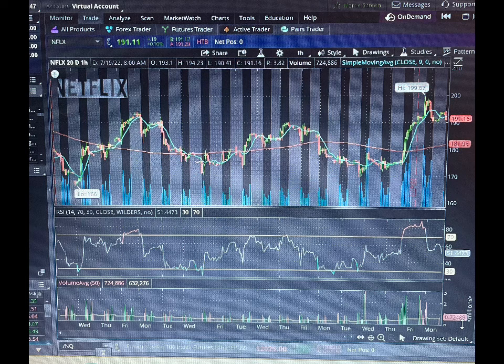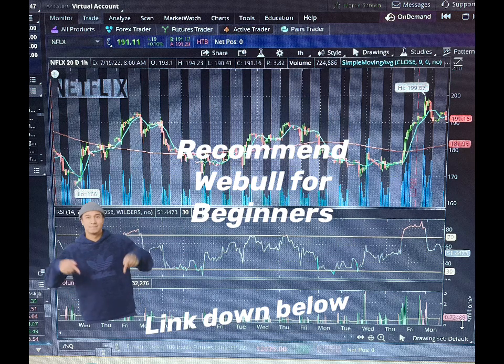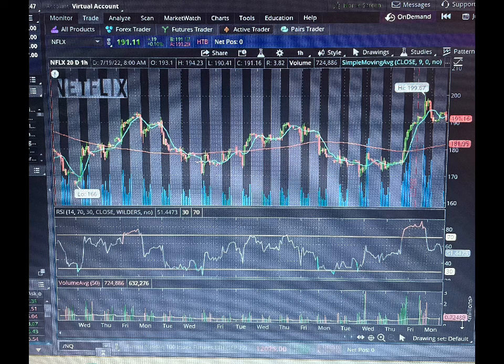But it is a little bit more advanced application, so if you're a beginner, I'm not gonna recommend it to you. I recommend you go get Webull, and that link is down in my description. But I'm gonna show you this because this is the app that I use to make this trade.